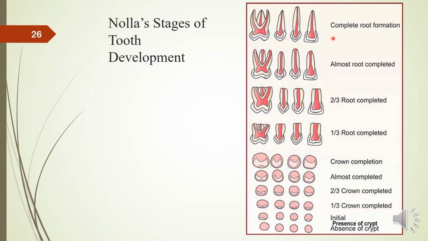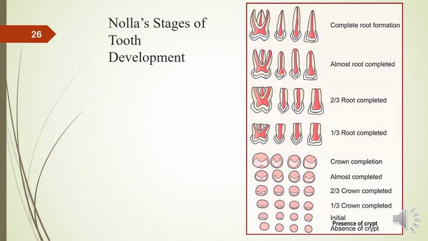Okay, so the difference between almost root completed and complete root formation is the development of the apical constriction. Teeth which have full root development but do not have apical constriction, compare this apical constriction and this apical constriction, this is the difference between the two stages.